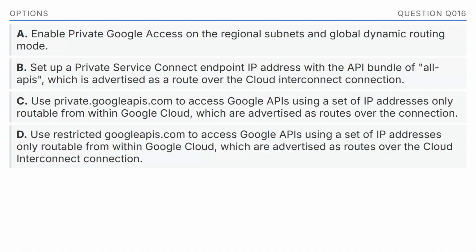The options are: Option A, enable Private Google Access on the regional subnets and global dynamic routing mode. Option B, set up a Private Service Connect endpoint IP address with the API bundle of all APIs, which is advertised as a route over the Cloud Interconnect connection. Option C, use private.googleapis.com to access Google APIs using a set of IP addresses only routable from within Google Cloud, which are advertised as routes over the connection. Option D, use restricted.googleapis.com to access Google APIs using a set of IP addresses only routable from within Google Cloud, which are advertised as routes over the Cloud Interconnect connection.